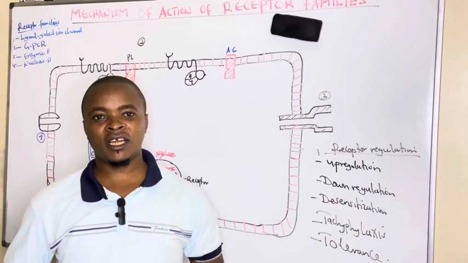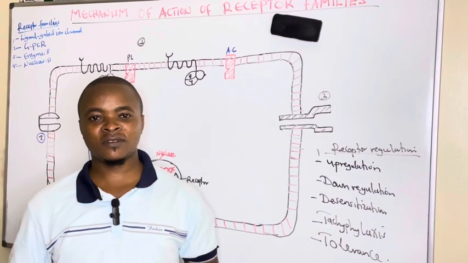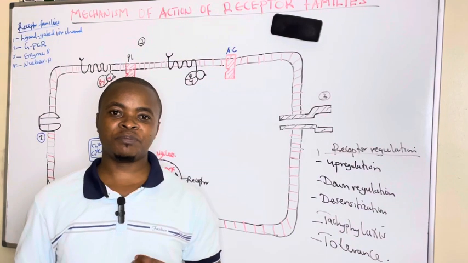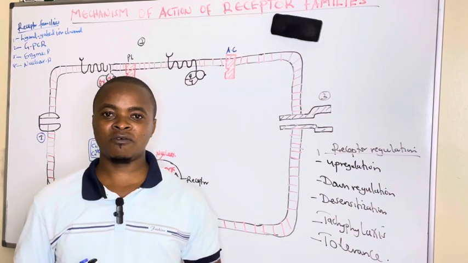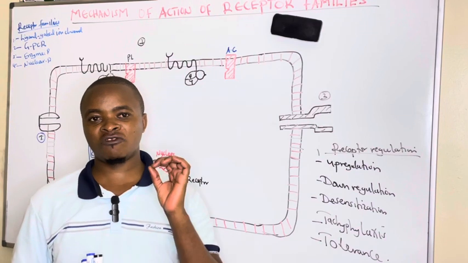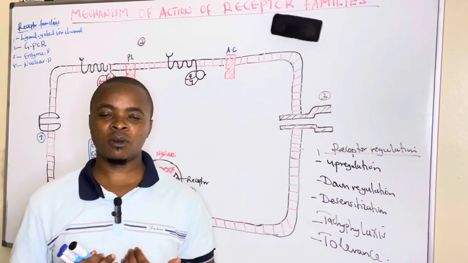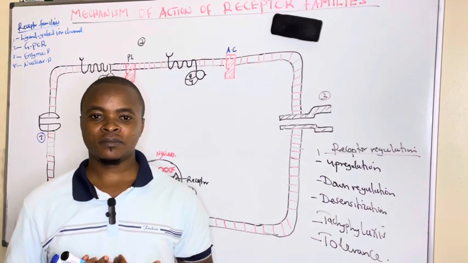In this session at Medical Sciences Made Easy by Naftali Muhumza, we want to discuss receptor families and their mechanism of action: when a drug has bound to these receptors, how do they bring about pharmacological responses?